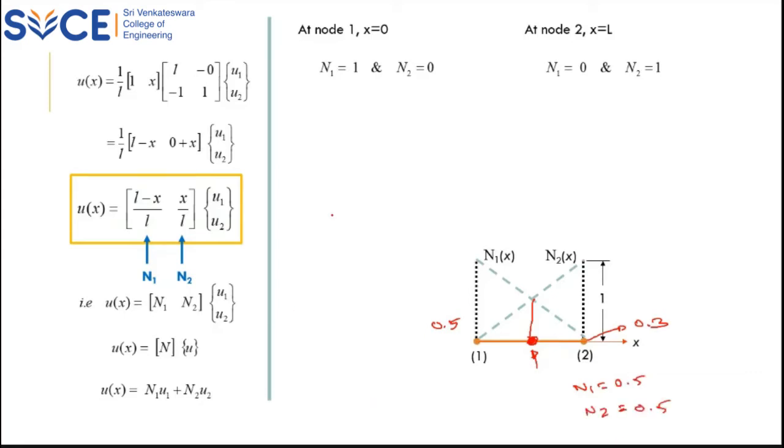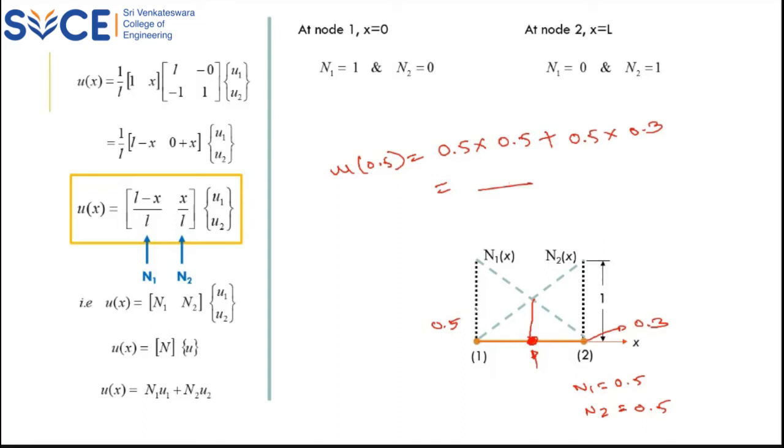So if I want displacement U at the middle, it is nothing but N1, which is 0.5, into the displacement at nodal point 1, which is 0.5, plus N2, which is 0.5, into the displacement at nodal point 2, which is 0.3. When I add this, I will get the value.